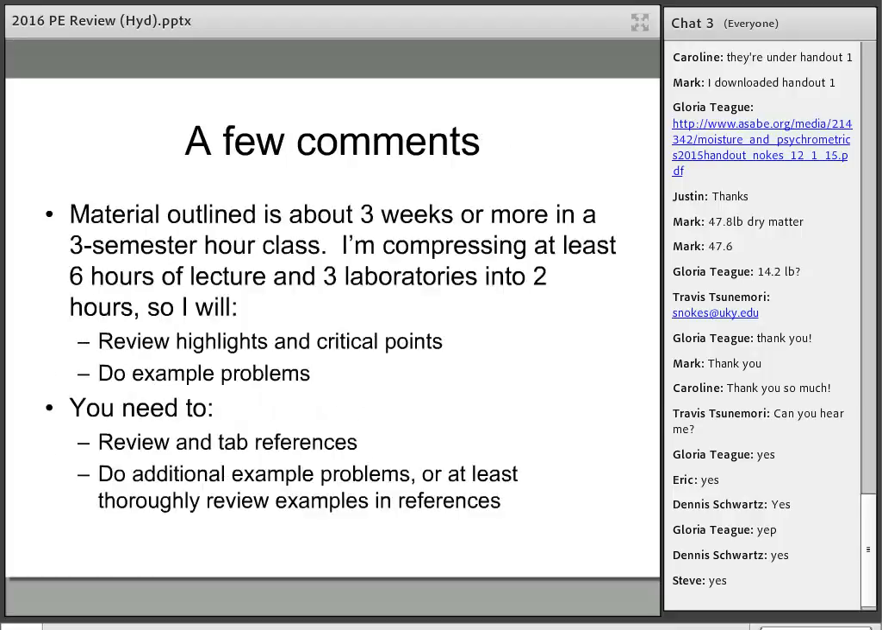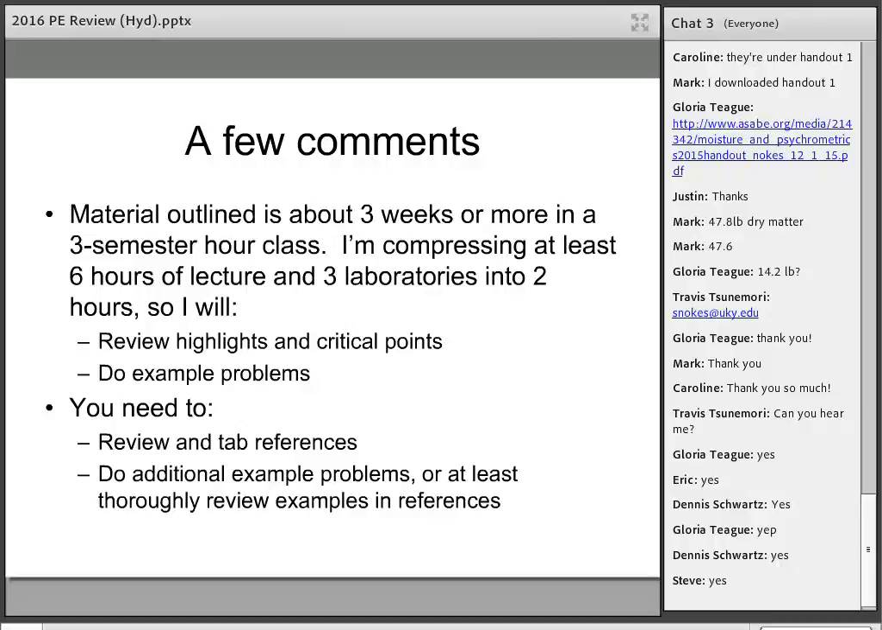First thing I guess you need to understand is the material I'm covering is probably 3+ weeks in a 3-semester-hour class. So I'm going to compress 6 lectures and probably 3 labs into 90 minutes or up to 2 hours. So I'm going to have to just hit the highlights. I'll do some example problems so you get a feel for what you're up against.